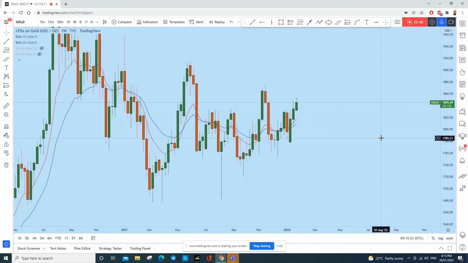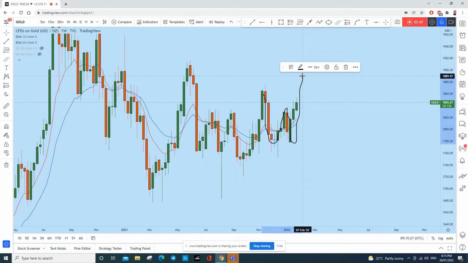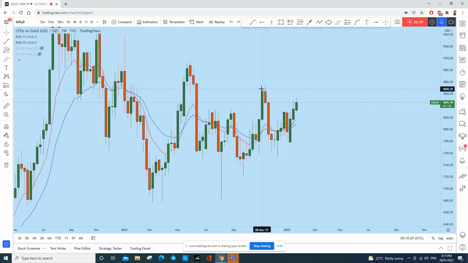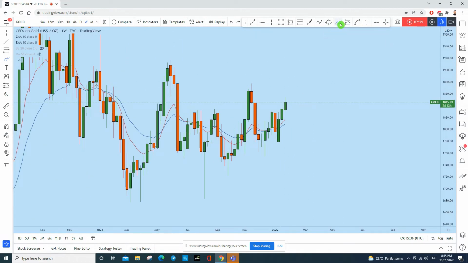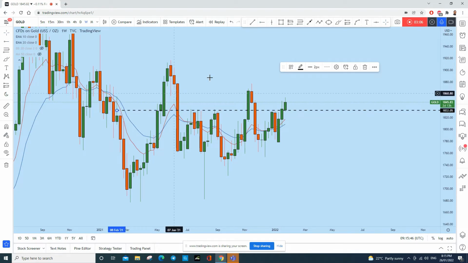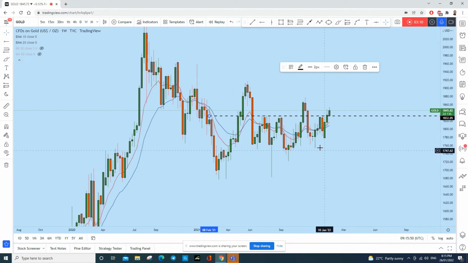Now at this point, at the same time, gold has created a very important structure here. There is a double bottom here. If you closely look, you will see a double bottom. When you see a double bottom, the price is likely to drop here to test this previous resistance as a support. Now let's draw this, and we might see a test of this level before gold breaks this upward trend line.